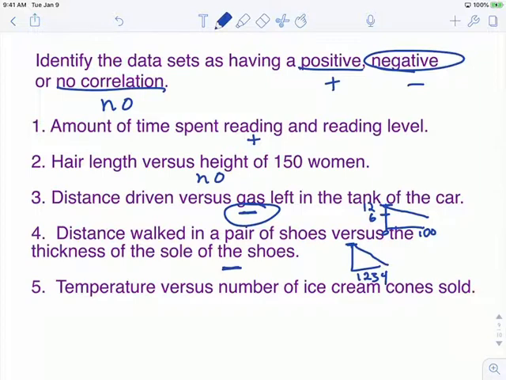And temperature versus number of ice cream cones sold. When my temperature is low, like say it's 0, there probably are not a lot of people who want ice cream, which is why you see lots of Dairy Queens or different ice cream stores like that closed. So you're probably going to see a positive correlation, because as it gets hotter, up to like the 90s, more and more people like to get ice cream. So we're going to see that positive correlation.